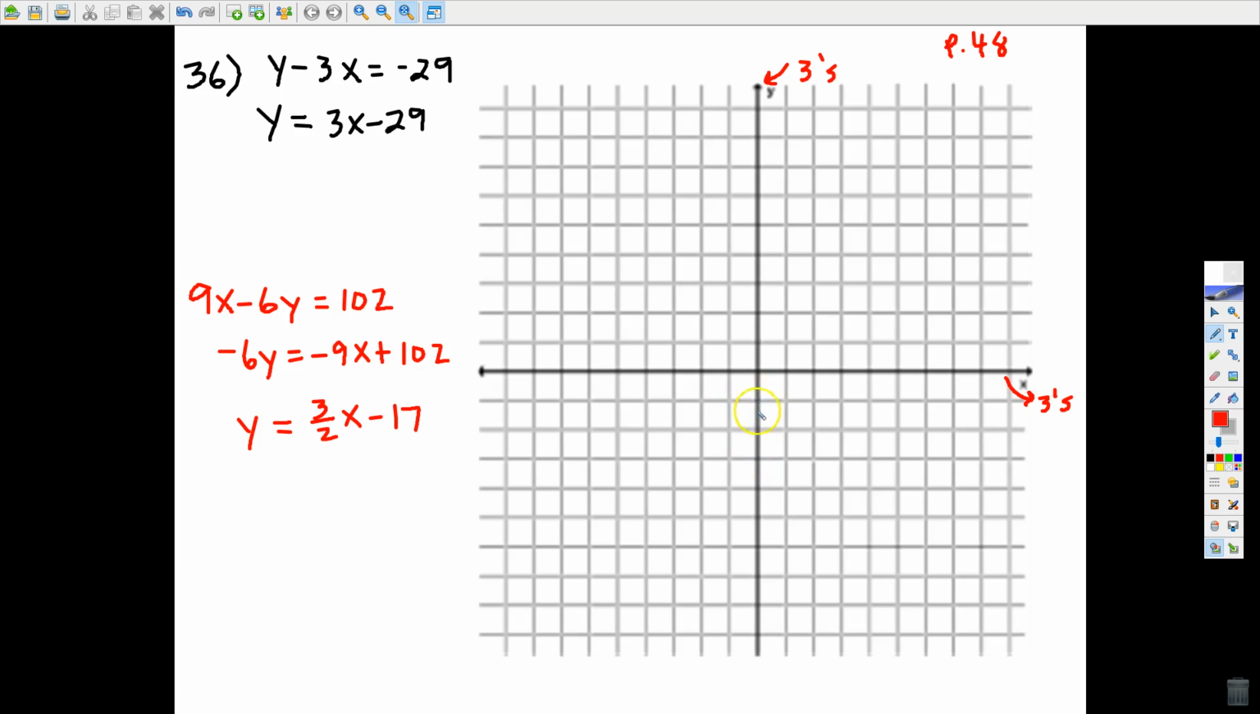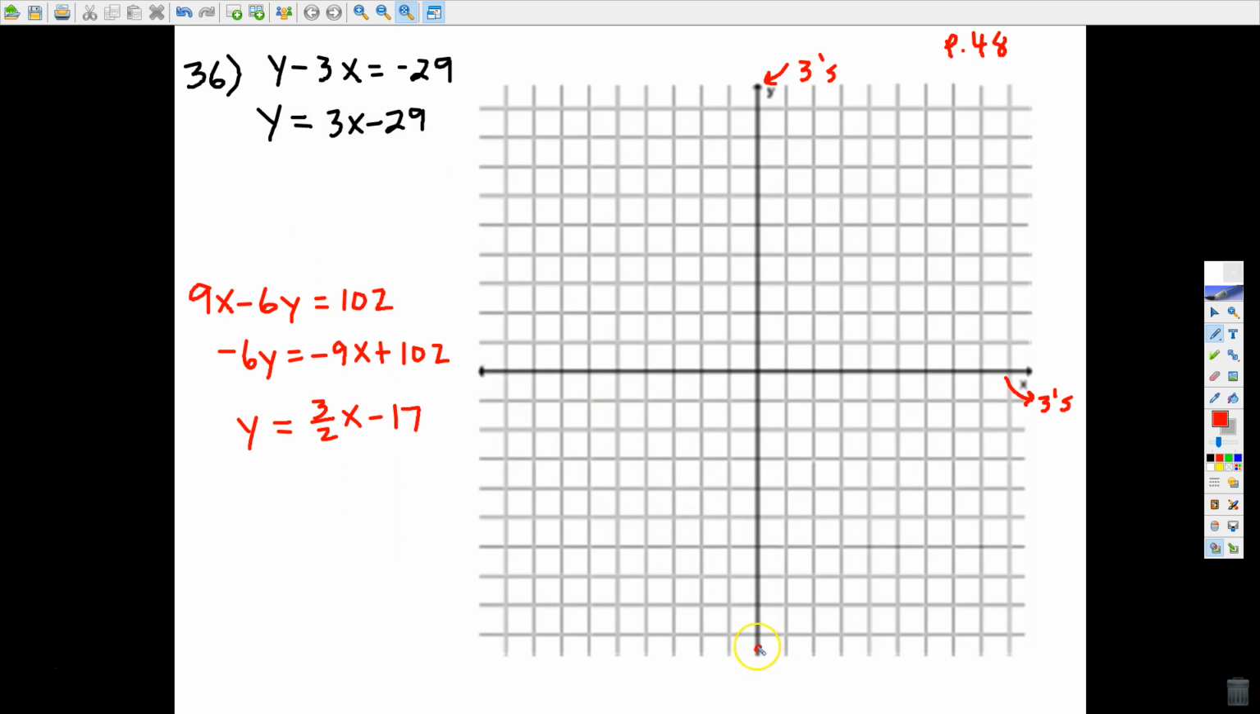So let's see, this would be 9 marks, I believe, and this is the 10th one. Okay, 1, 2, 3, 4, 5, 6, 7, 8, 9. That's -27. This would be -30. So we're going to make a mark right above that very bottom part of the y-axis to say that that's -29. Okay, and we're going to count a slope of +3.